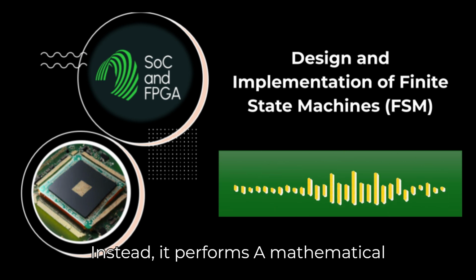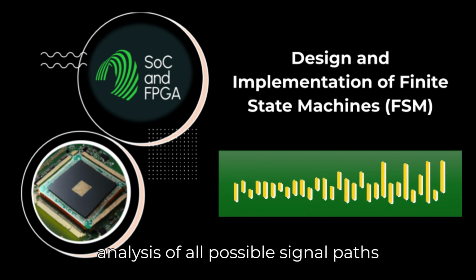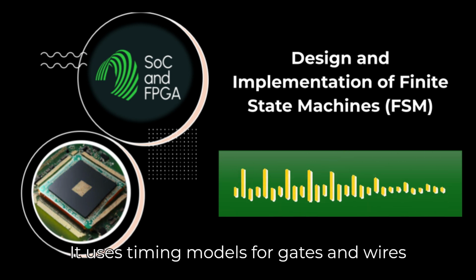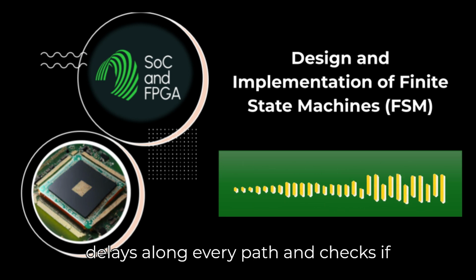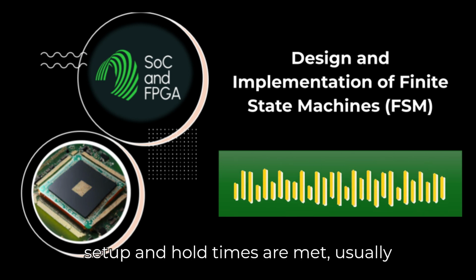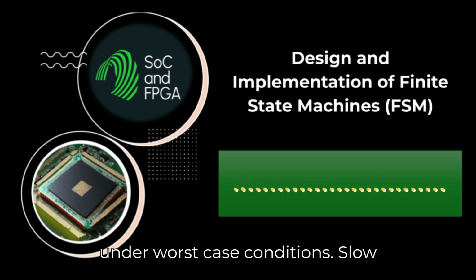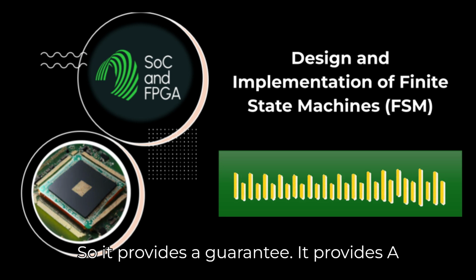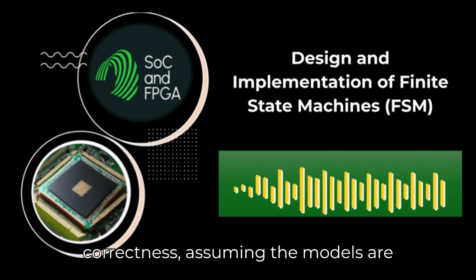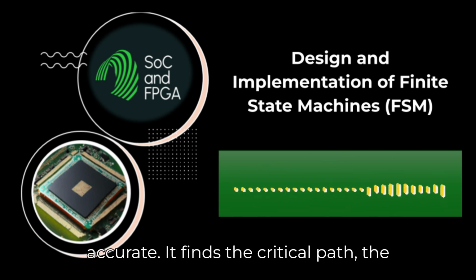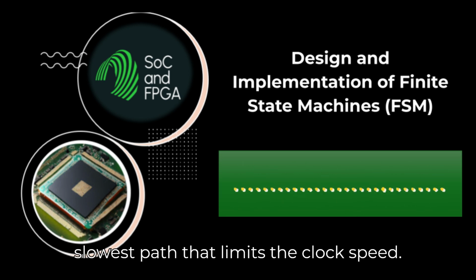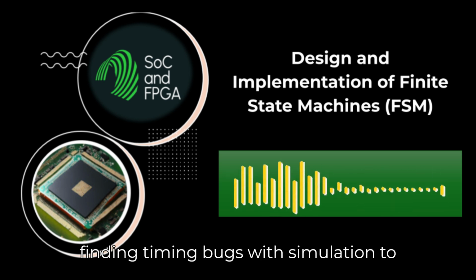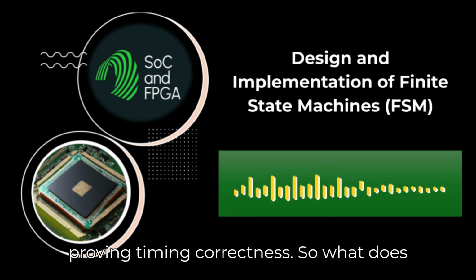Instead, it performs a mathematical analysis of all possible signal paths between clocked elements in the design. It uses timing models for gates and wires to calculate the signal propagation delays along every path and checks if setup and hold times are met, usually under worst-case conditions. Slow process, low voltage, high temperature. So it provides a guarantee. It provides a mathematical guarantee of timing correctness, assuming the models are accurate. It finds the critical path, the slowest path that limits the clock speed. It's a fundamental shift from just finding timing bugs with simulation to proving timing correctness.